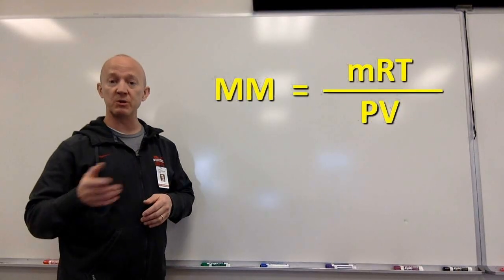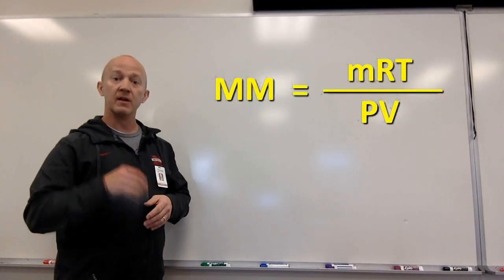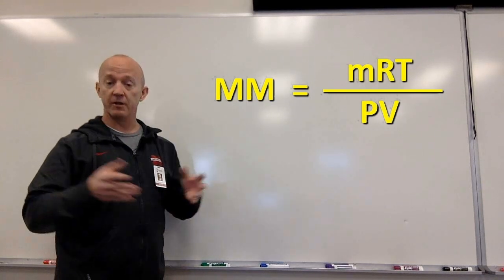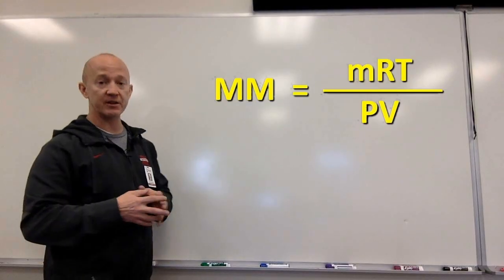When we rearrange, we can solve for the molar mass. The molar mass is equal to mass times RT divided by PV. There you go. We can solve for the molar mass of a gas sample using the ideal gas law.